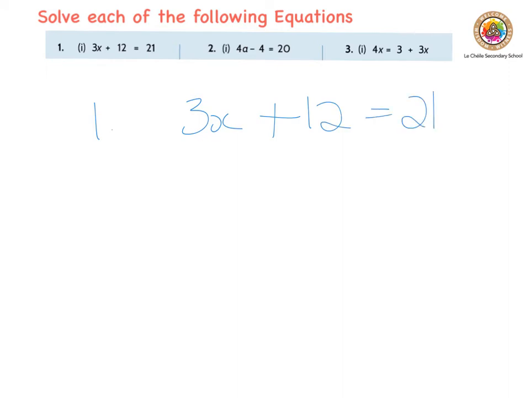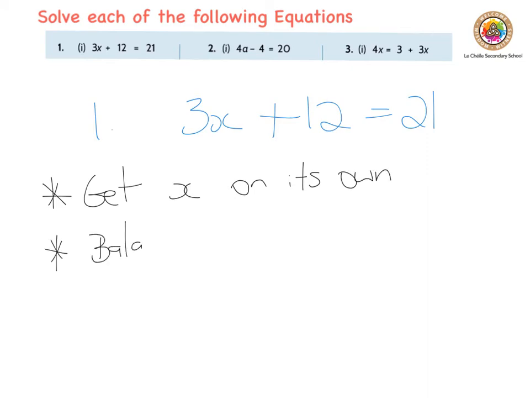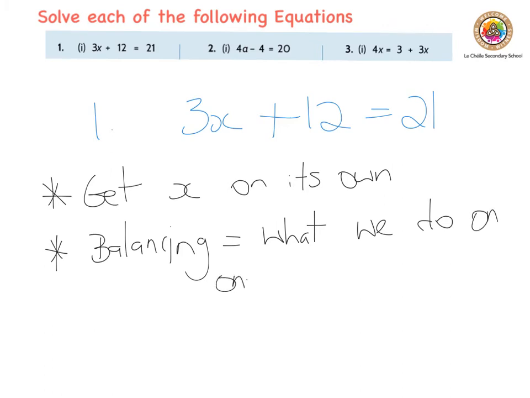And so our big rule here again is always to get x on its own. And we do that through a thing called balancing. Okay, so balancing. And we remember that means basically that what we do on one side of the equal sign, we must do on the other side.